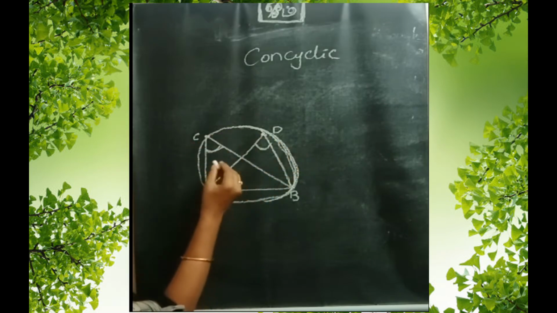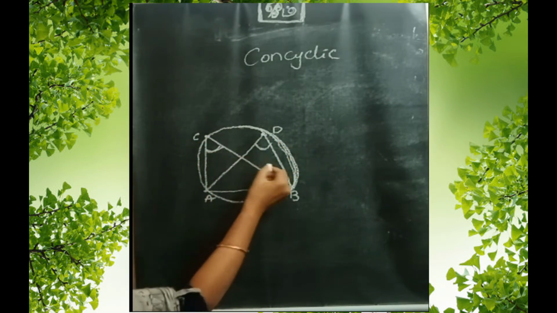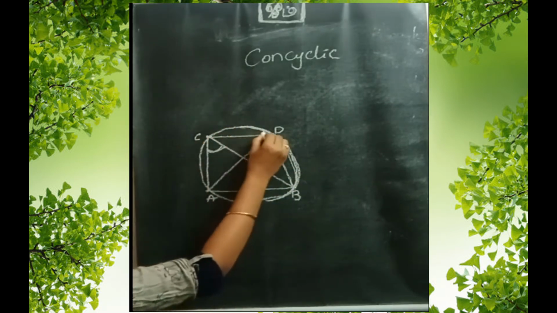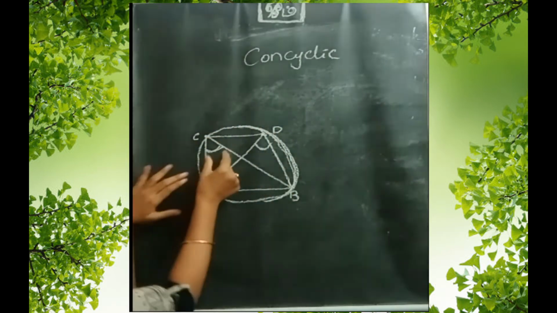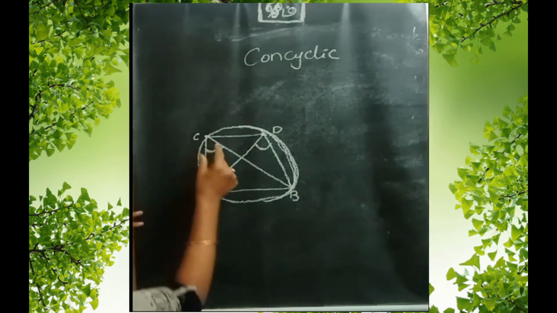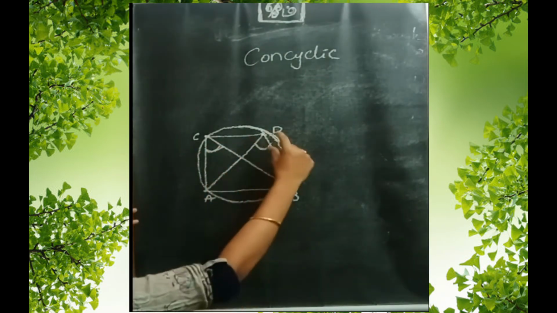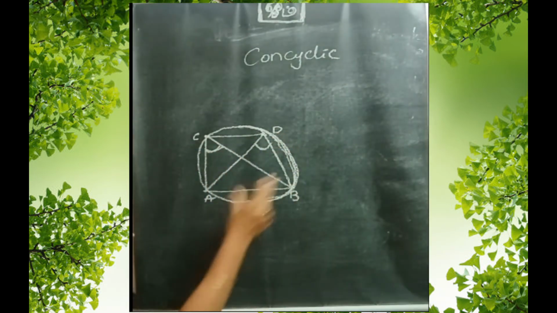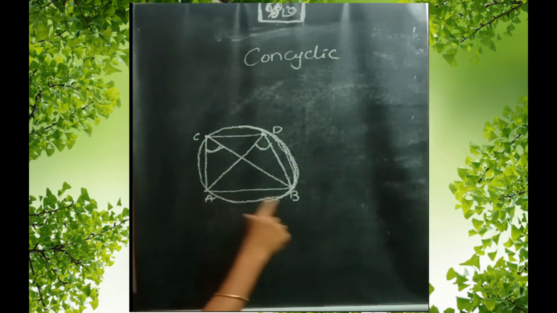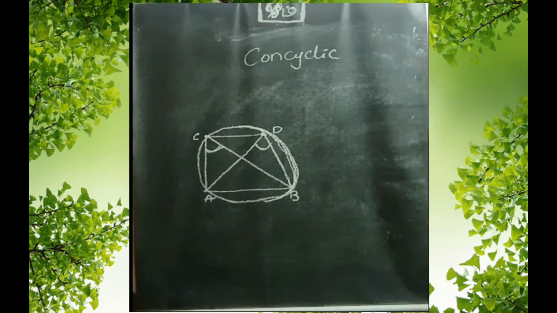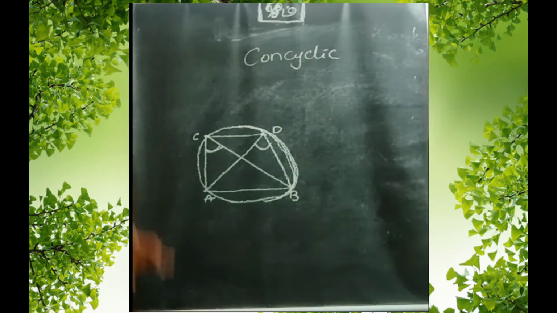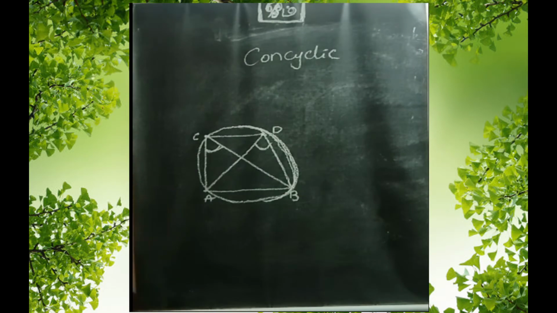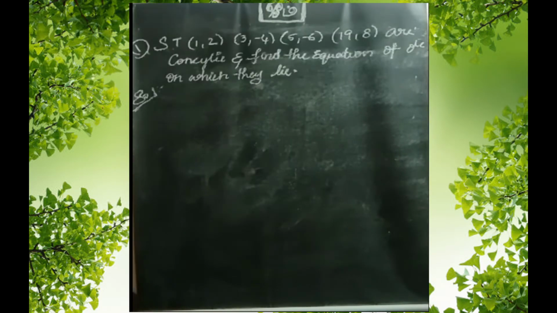In short, if these two angles are equal, then the 4 points are said to be concyclic. That means if angle ACB is equal to angle ADB, then the 4 points A, B, C, D are said to be concyclic. This is the theorem of concyclic. Now we'll go for the problems on concyclic.